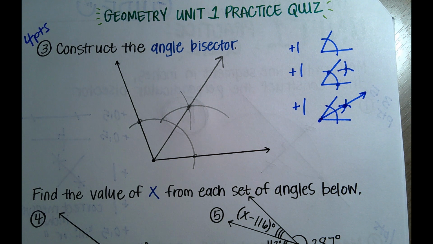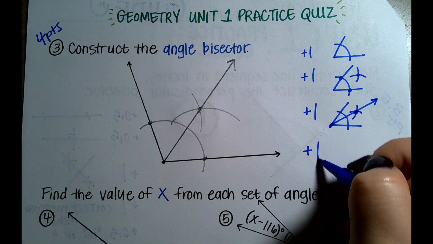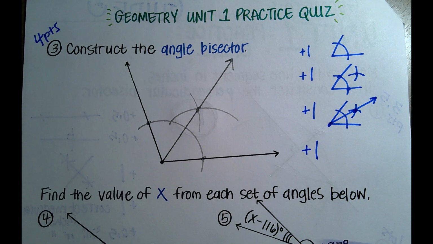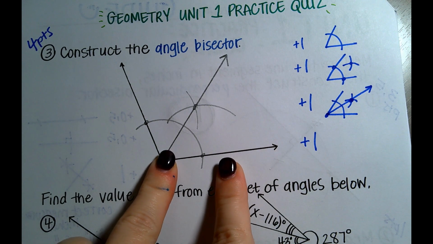Now, this is just 3 points so far. Here's where you get the 4th point. Don't forget to do this. Just like on our perpendicular bisector on the previous page, we needed to mark that our segments were equal. Now we need to mark that these angles are equal.